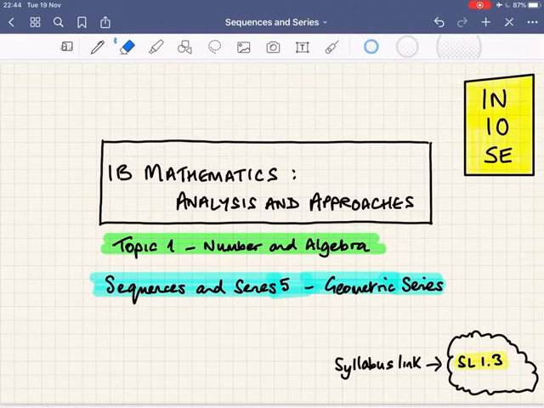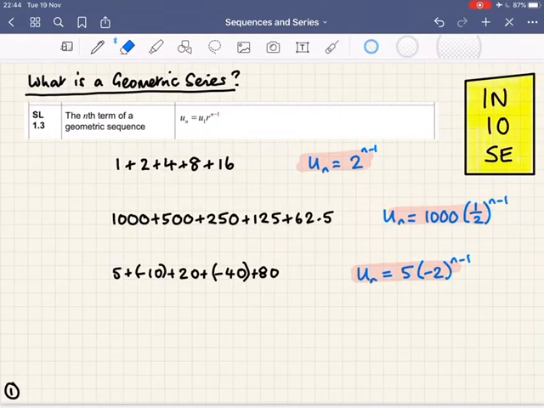Now, as you'll remember from earlier videos, a series is the sum of a particular part of a sequence, so a particular number of terms. And the examples on this slide are all examples where we've taken 5 terms from a geometric sequence and we're interested in their sum.